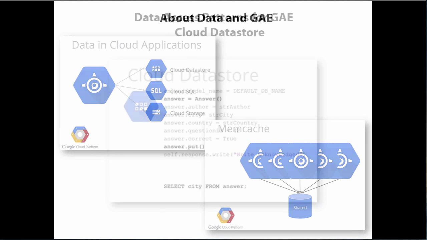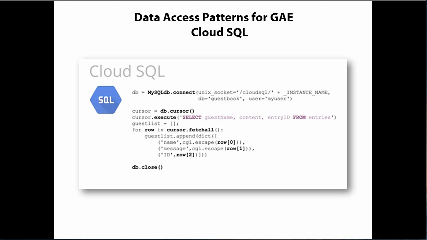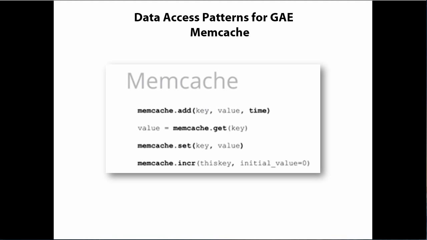And to that end, they did a really good presentation. I thought it was simple and easy to understand, so I included some of their slides here. So here are the coding patterns for the Cloud Datastore. For Cloud SQL, which is basically just MySQL, this gives you an idea of what it looks like. For Cloud Storage, which is blob stores. And for Memcache. And again, I recommend you watch this presentation. It's very well done. It's referenced in my slides. About an hour.